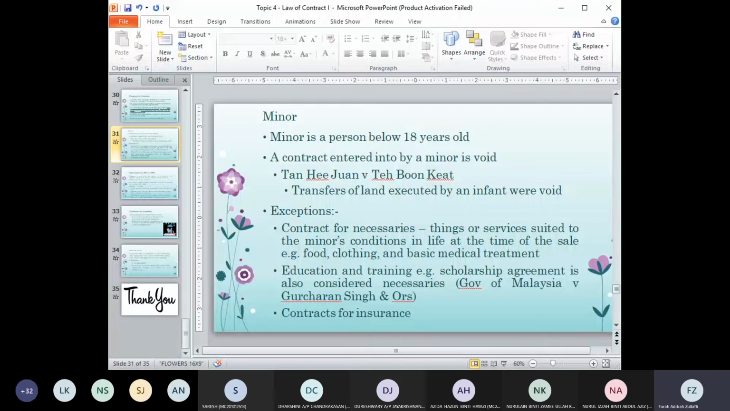The exception is if the contract is for necessaries. If the contract is for something that you need at that time, something you need to live, to improve your conditions of life. For example, you contract to have food, clothing, or basic medical treatment. All that kind of contract is an exception. So a minor can sign a contract for necessaries. A minor can also sign a contract for education and training. For example, a child can sign a scholarship agreement because it is also considered necessaries. And a child can also sign a contract for insurance because insurance is also considered a necessary.